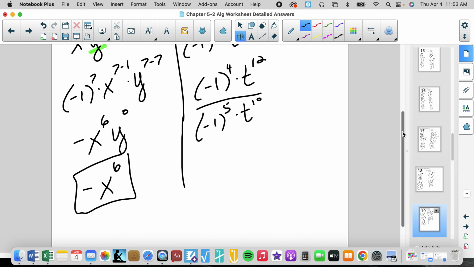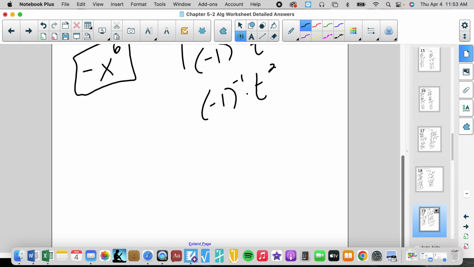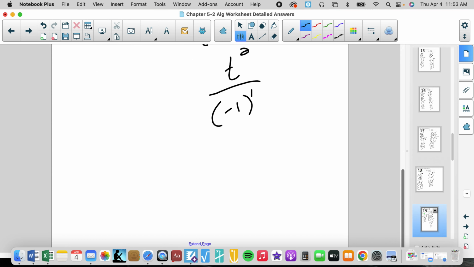We are going to now do the like bases. That's quantity of negative 1 to the 4 minus 5, t to the 12 minus 10. This equals negative 1 to the negative 1, t to the second. So we can do this. This is t to the second over negative 1 to the 1, which gives us t to the second over negative 1.